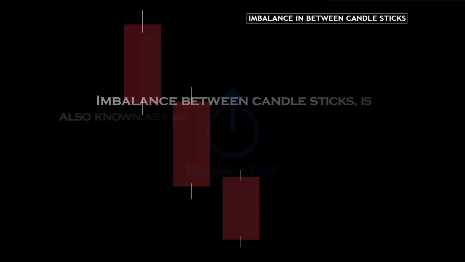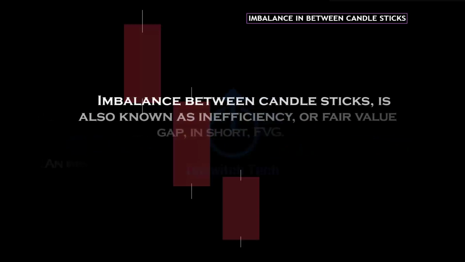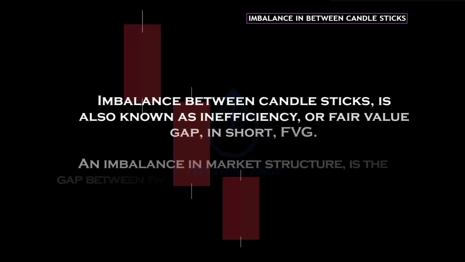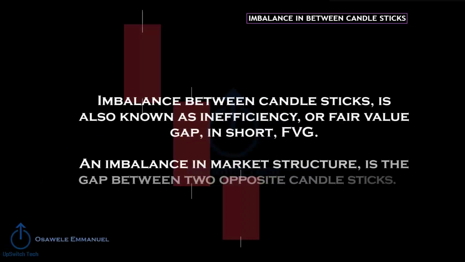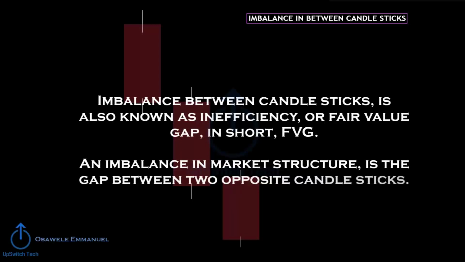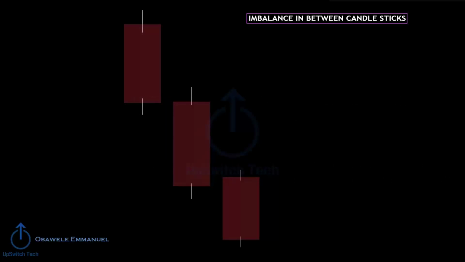Imbalance between candlesticks is also known as inefficiency, or fair value gap, in short, FVG. An imbalance in market structure is the gap between two opposite candlesticks. This is an imbalance formation.